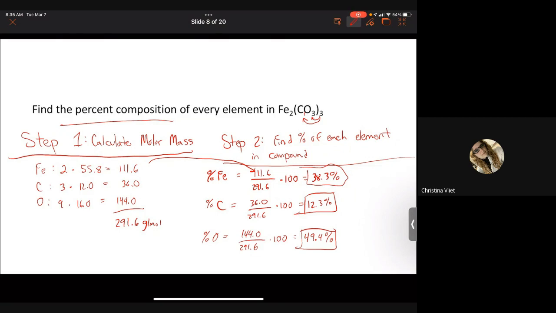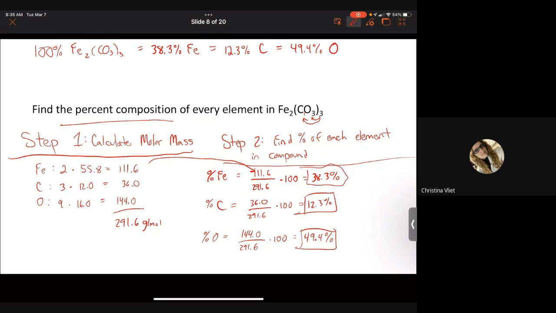So the first thing I want you to do is write at the top 100% Fe2(CO3)3. Go ahead and write that down into your notes. And then what I'm going to ask you to write afterwards is all the percentages for each element. So I'm going to write that out in a line. I know that when I have 100% of my compound, which you always would, that's your whole, that 38.3% of that compound is iron. 12.3% of that compound is carbon, and 49.4% of that compound is oxygen.